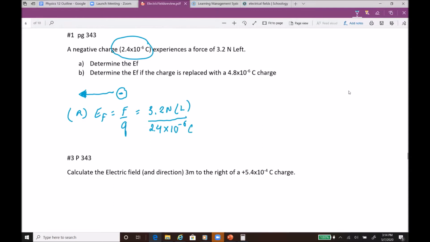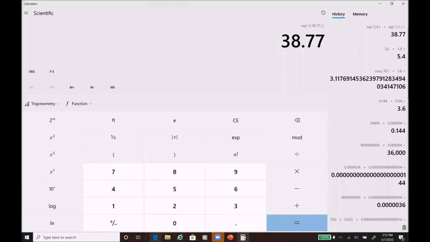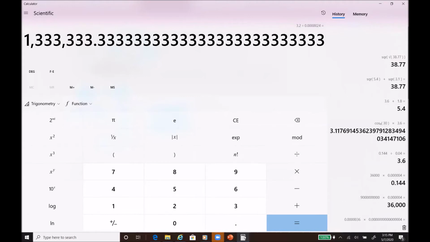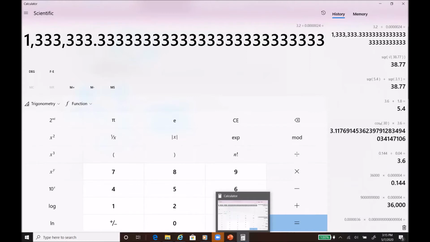So we could say then that the electric field would be 3.2 divided by 2.4 times 10 to the minus 6. So that should be 1.3? 3.2 divided by, what was it? 2.4 to the exponent negative 6 is 1.3 times 10 to the 6 newtons per coulomb.